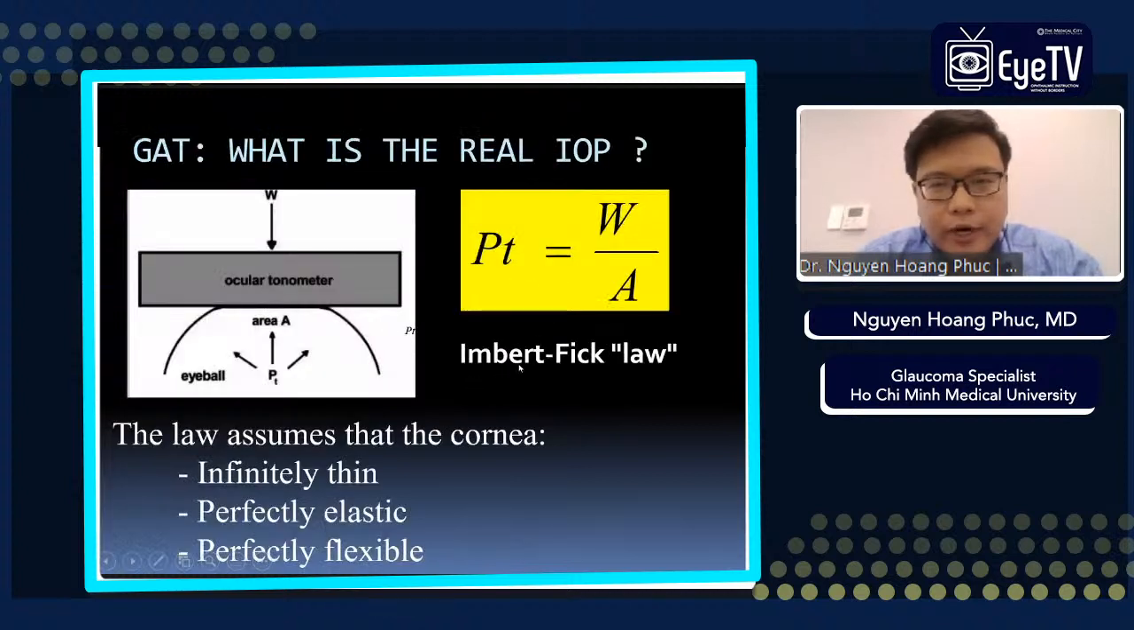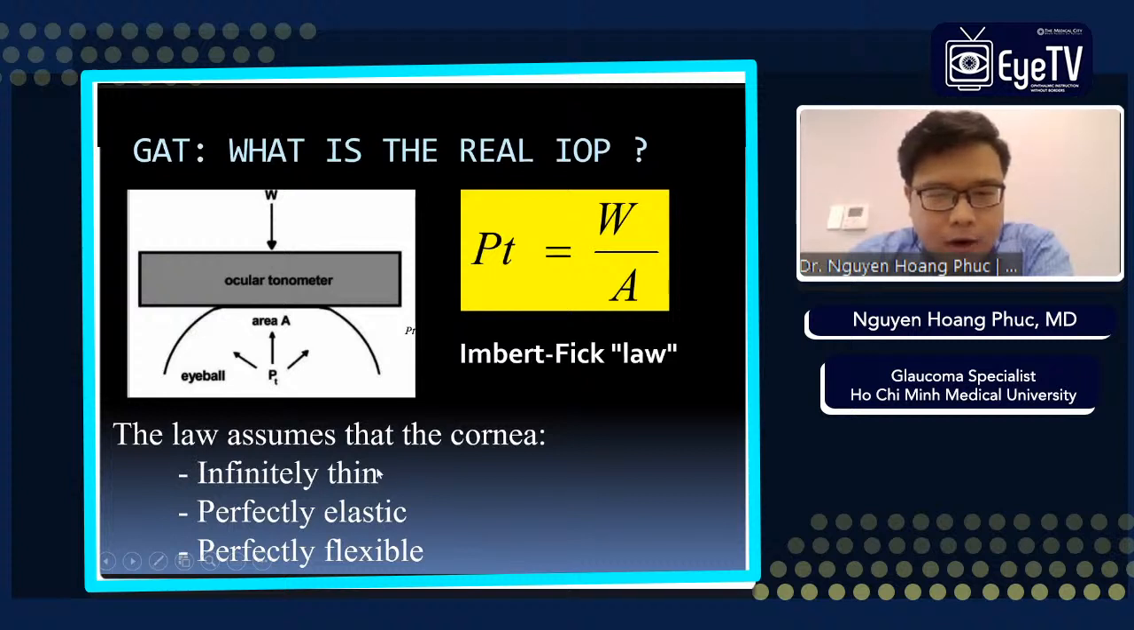So what is the real IOP? I mean, what is the IOP? The pressure that depresses the sclera. What's the IOP inside the eyeball? We know that the Goldmann tonometer just measures the pressure indirectly. This method is based on an imperfect law. The law says that the pressure inside the eyeball is the pressure that depresses an area of the cornea. But the law assumes that the cornea must be infinitely thin, perfectly elastic, and perfectly flexible.